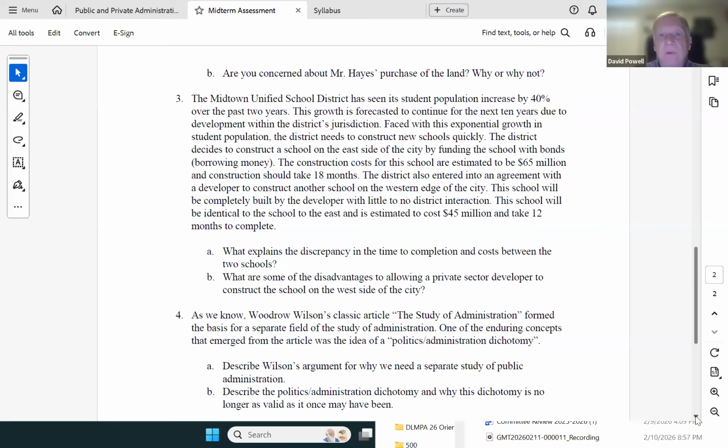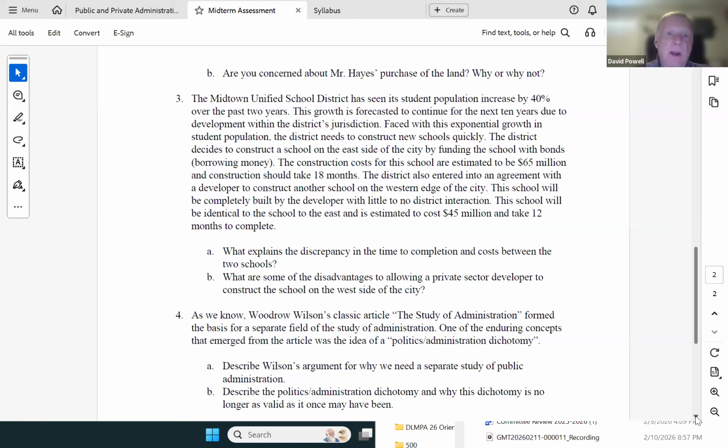The construction costs of the school are estimated to be $65 million, and construction should take 18 months. The district also entered into an agreement with a developer to construct another school on the western edge of the city. That school will be completely built by the developer with little to no district interaction. This school will be identical to the school on the east and is estimated to cost $45 million, so significantly less, and take only 12 months to complete, as opposed to the 18 months it will take for the district to complete the school that they are building.